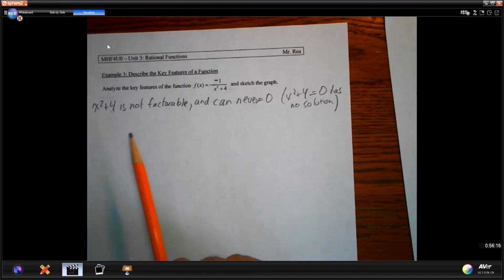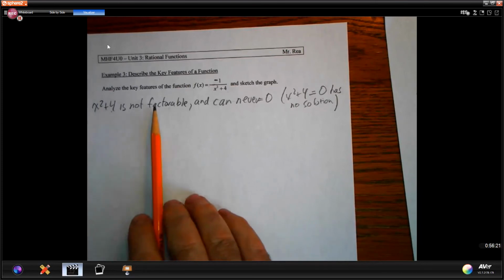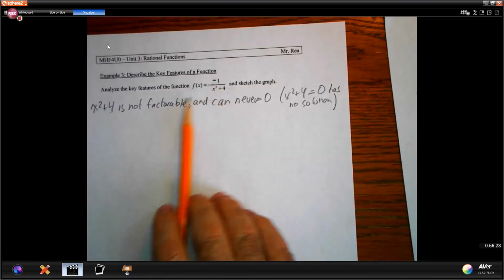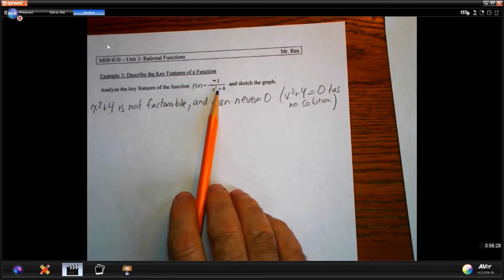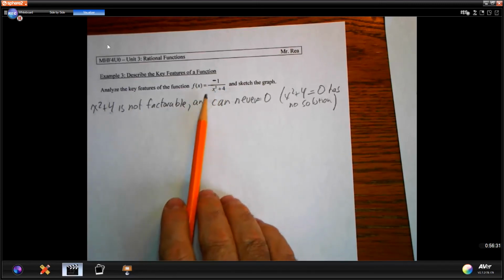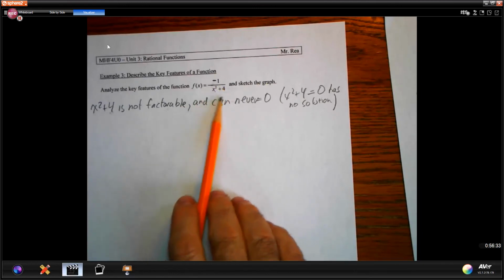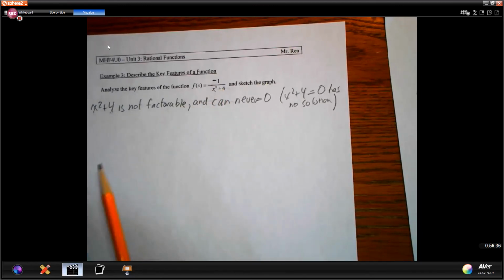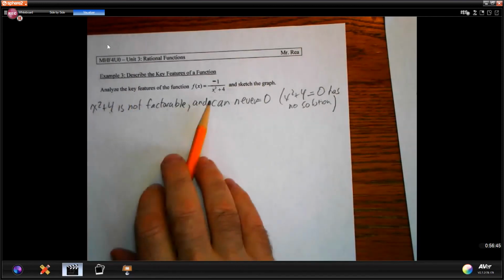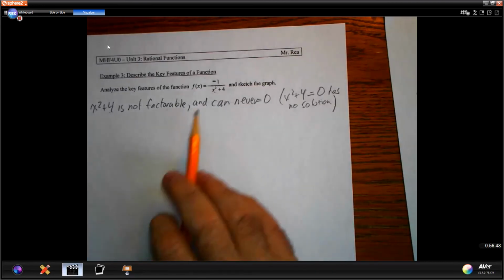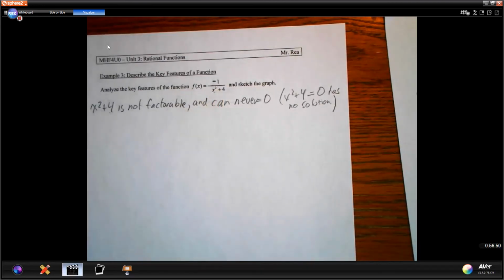So don't make the mistake of saying that because it's not factorable, there's no zeros. That's not true. It's true that this is not factorable, but the reason why there's no zeros is because x squared plus 4 can never equal 0. So please make that distinction. It's not the same thing. If you had, like the example I just used, x squared minus 3, you can't factor it, but you could find the zeros by using the quadratic formula.